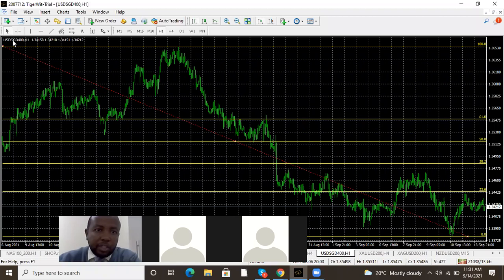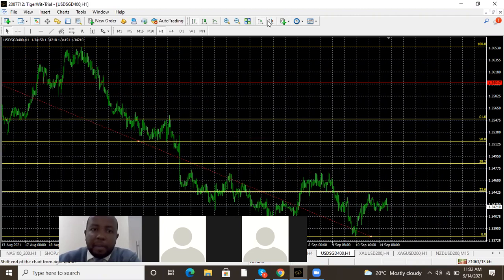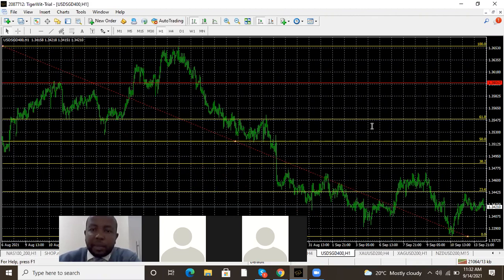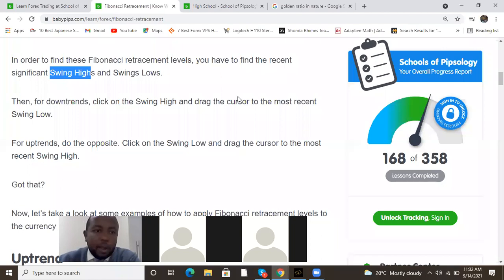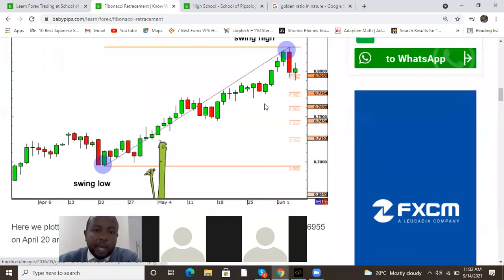This is USD/SGD, the Singapore pair. I'm just showing you with a plain chart. Then around here, you should find the levels: 76.3, 61.8, 50, 38.2, 23.6, and 0. And that's how our market looks on this pair. So let's continue. For an uptrend, you can see the swing high and swing low.